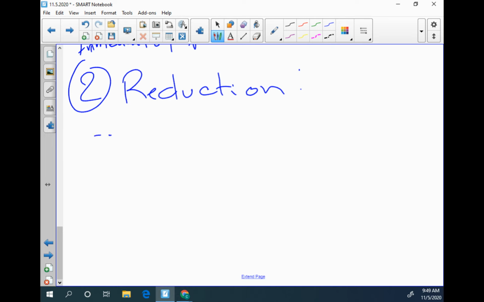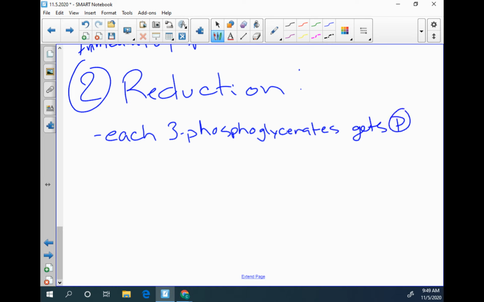So each of our 3-phosphoglycerates gets a phosphate group from ATP. And now we have 1,3-phosphoglycerate.